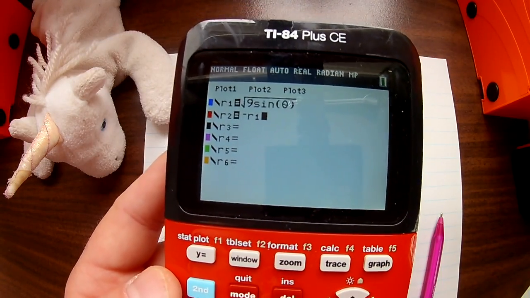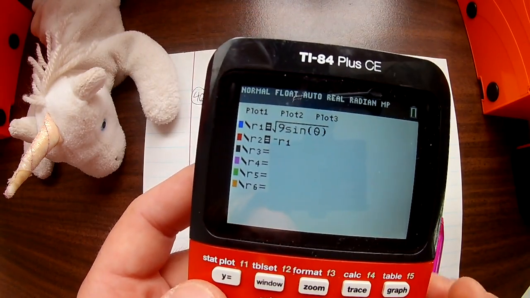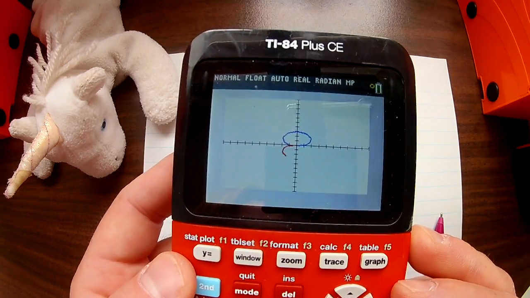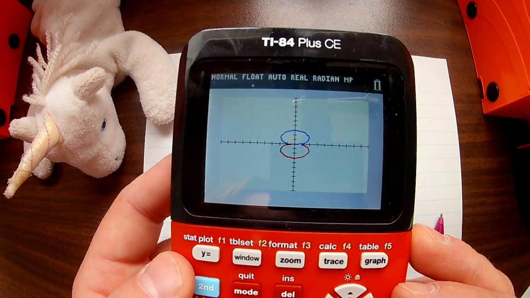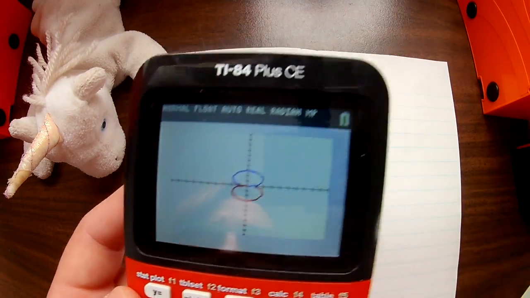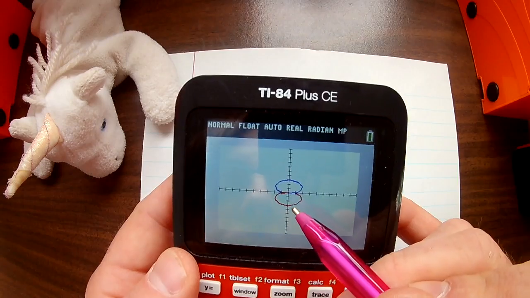Desmos, you might even be able to put an r squared. I don't know. Try it. I'm not really that familiar with Desmos. I don't know if I'd call that a lemniscate. Who's going to stop me, right?